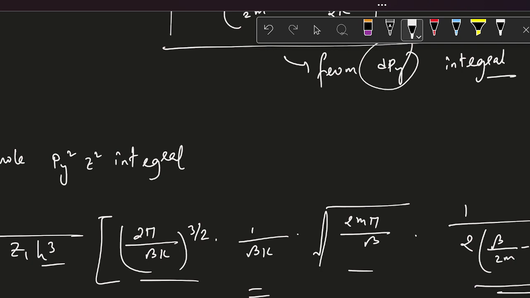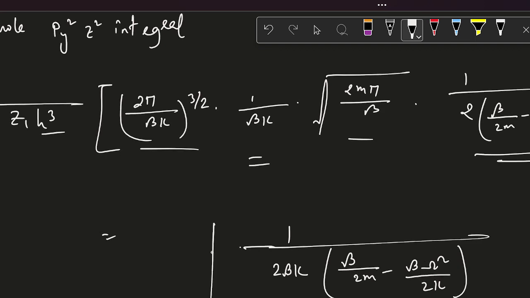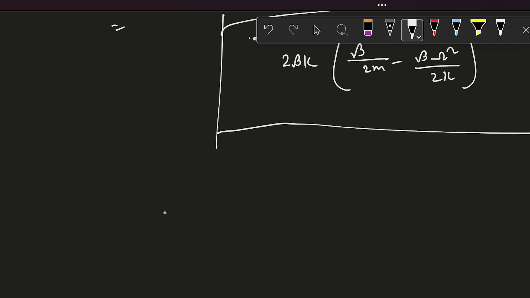Okay. So this is just 1 by, just write it down together. So this is just 1 by 2βk. So this is your whole thing. So this is coming from the py squared z squared integral, and the rest of the terms in the whole square were just part of this thing, right?